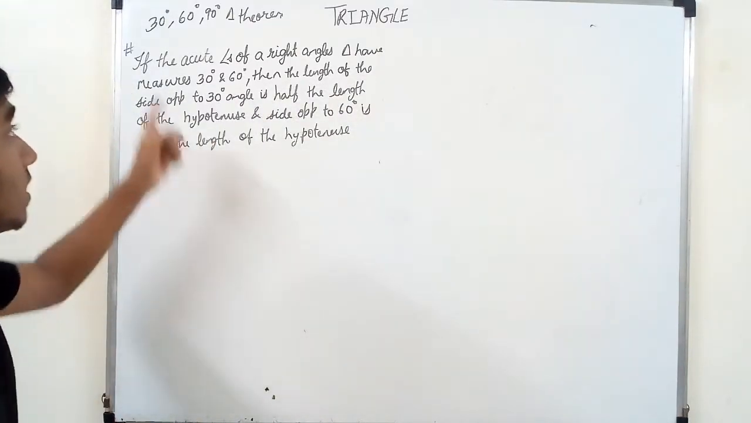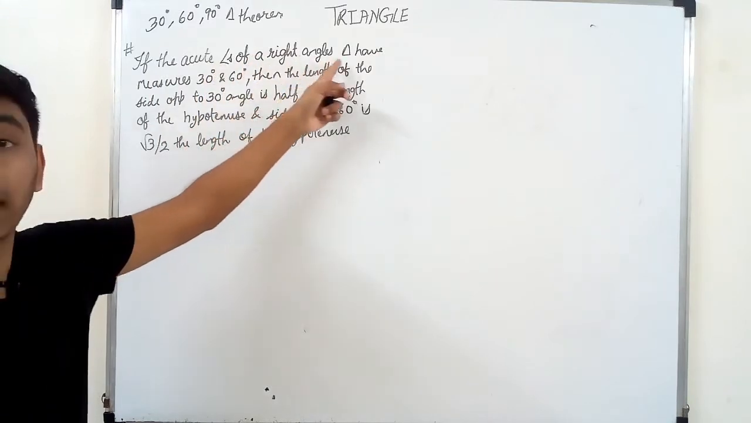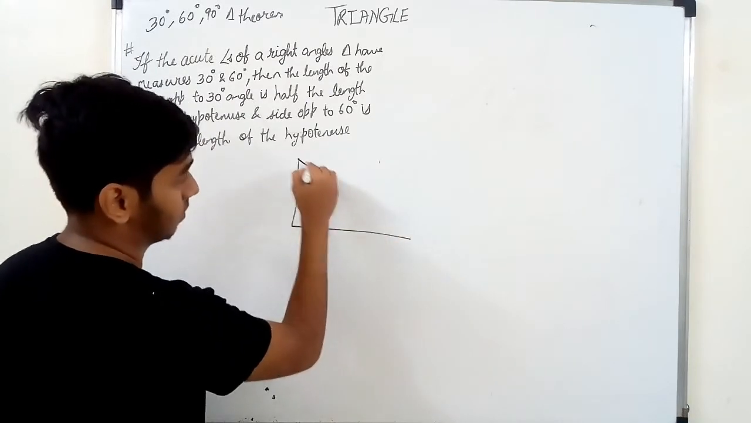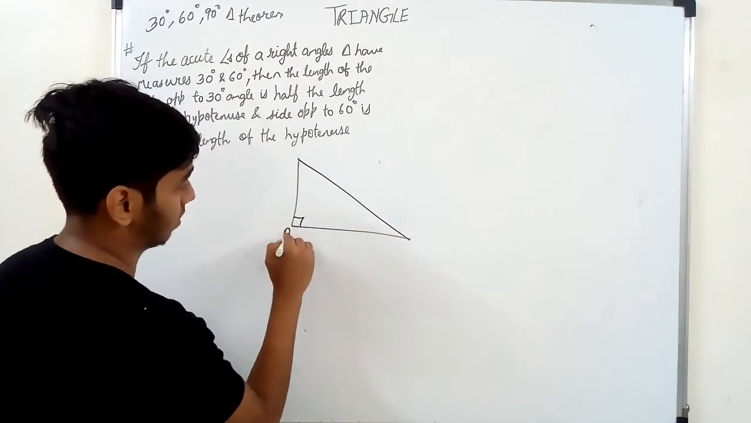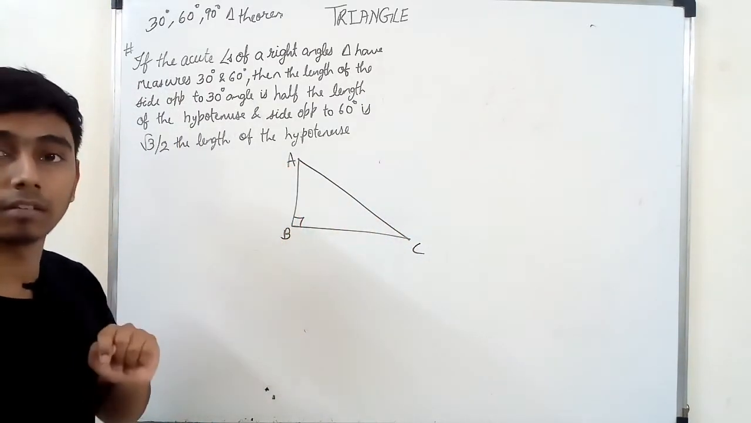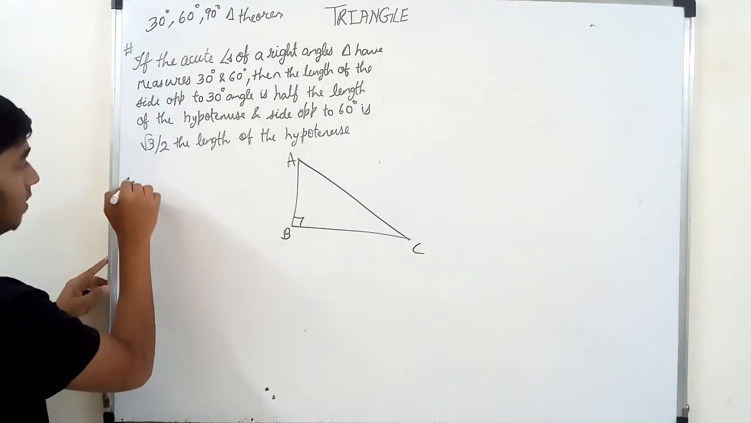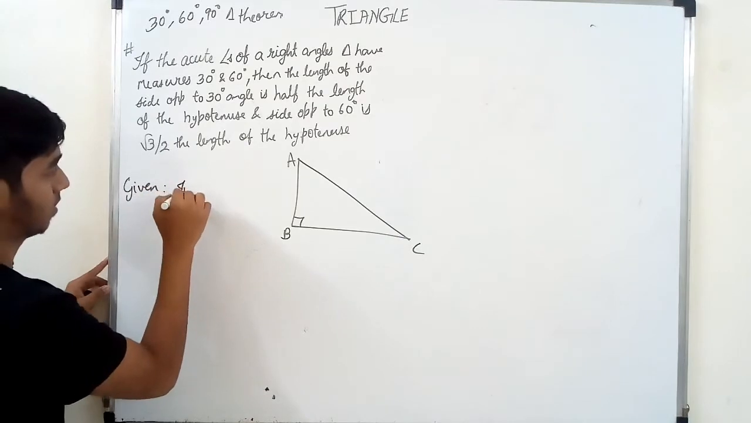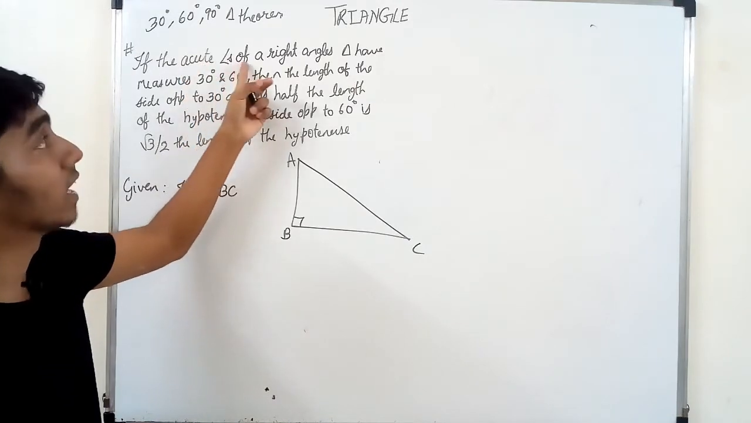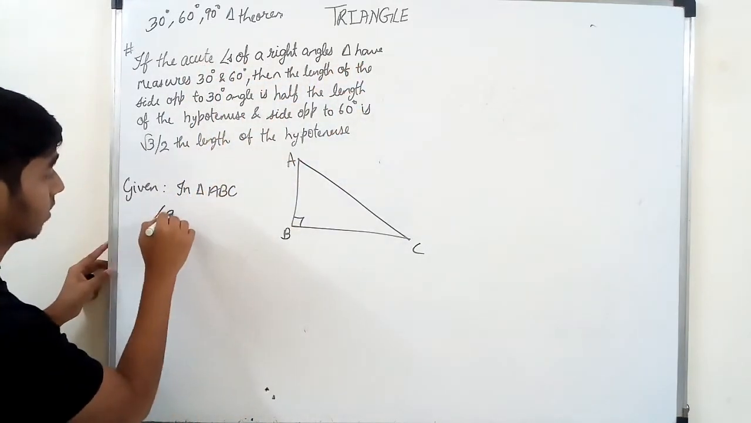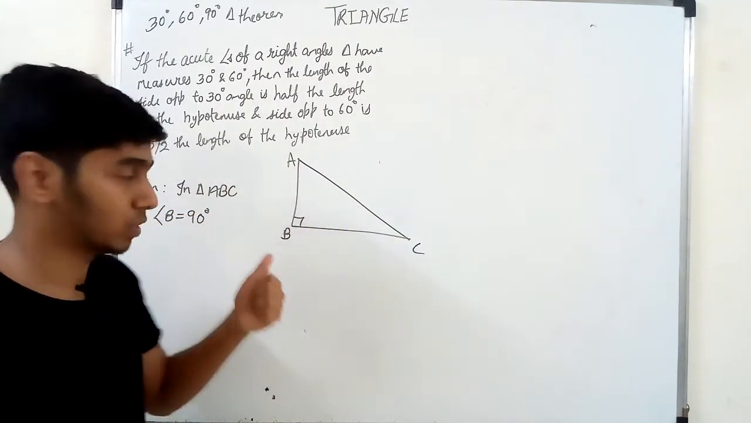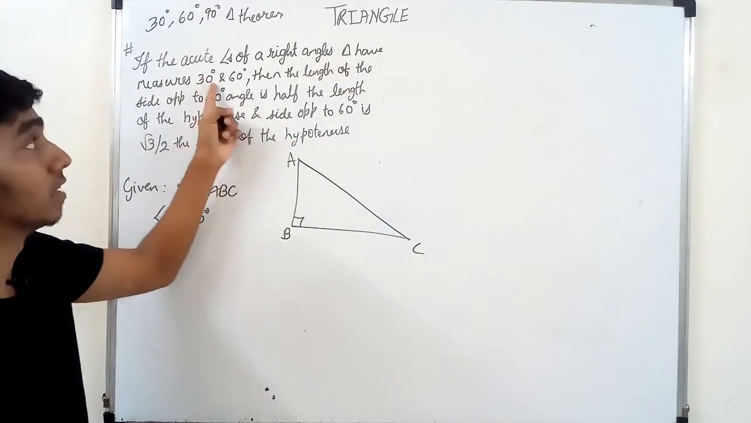This theorem states that if the acute angles of a right angled triangle... so first of all let's have a right angled triangle B, A and C. It is right angled at B. So in triangle ABC, it is said that if the acute angles of a right angled triangle, angle B is 90 degree because the triangle is right angled at B, have measures 30 degree and 60 degree.